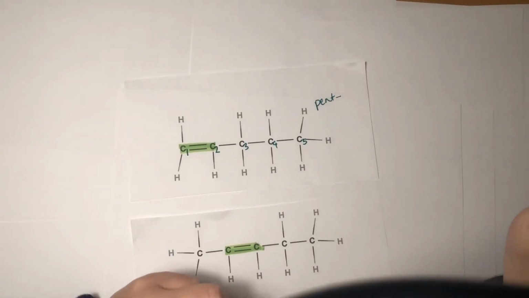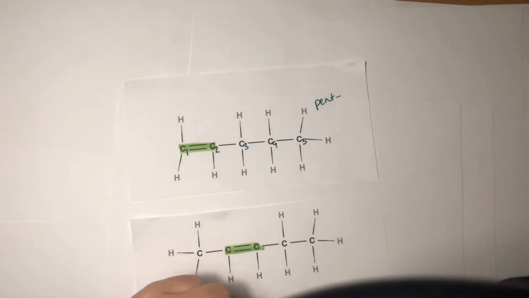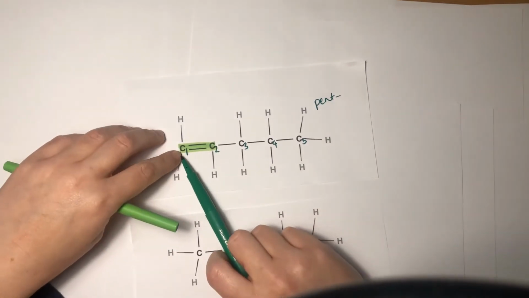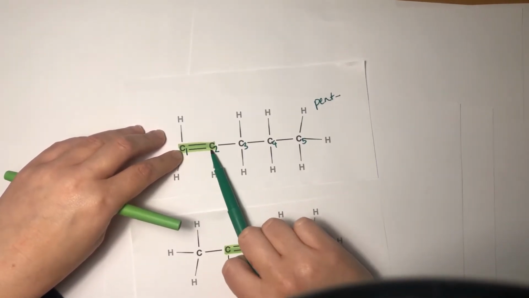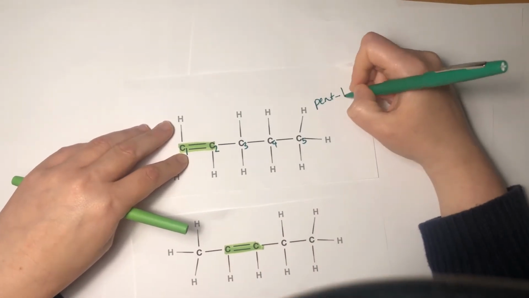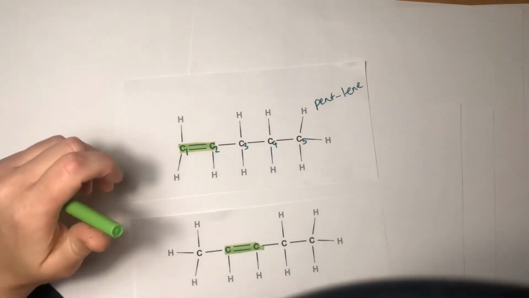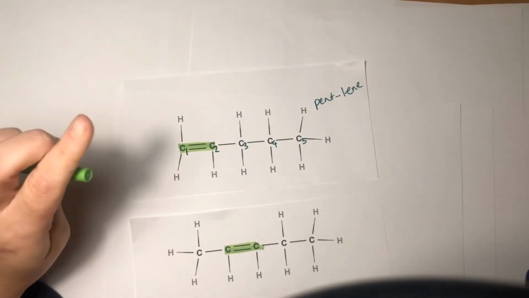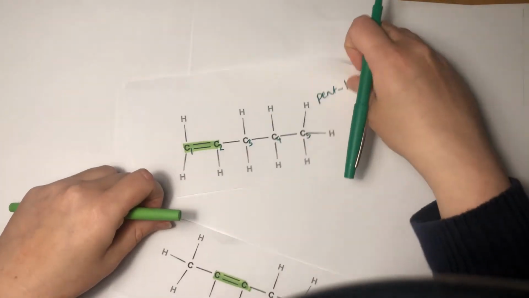Now we need to look at which carbon number the double bond is connected to, and we want the lowest number. It starts at 1 and is connected to carbon number 2. So we're going to call this pent-1-ene, because it's an alkene, because it's got this double bond. So that's the first one. Now the second one over here.